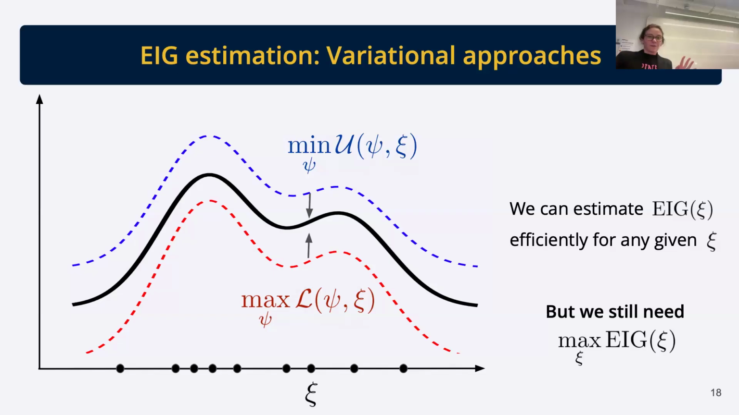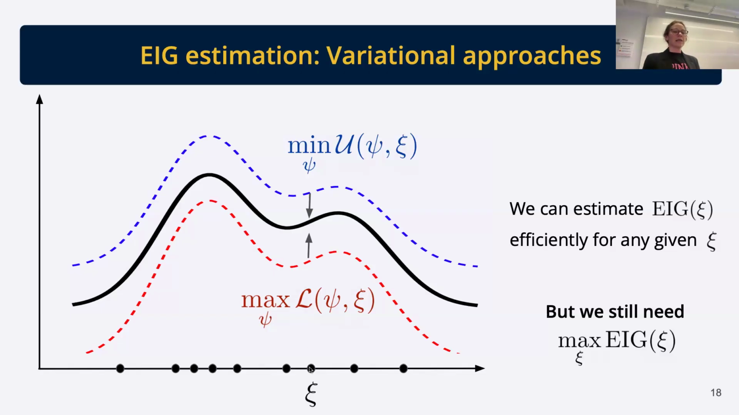So what we've done so far is that, as we said, these variational approaches will converge with the standard Monte Carlo at the standard Monte Carlo rate. So we can actually estimate the EIG efficiently for any given underlying design psi. But don't forget that we actually want to maximize the expected information gain. We don't want to just estimate that, right? So how are we going to do that?